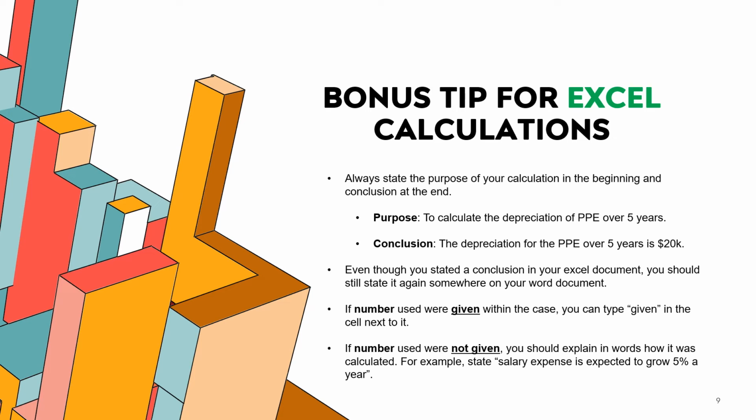The next tip I can give you is, if you're doing any calculations in your Excel and the numbers you're given to do those calculations are within the case, you could just simply type "given" in the cell next to it. But if the numbers you're using are not given, for example, you're doing a projection of sales for the next 5 years and salary expenses are supposed to go up by 5%, then write that in the cell beside it so that the marker knows exactly why salaries are increasing every year by 5%.